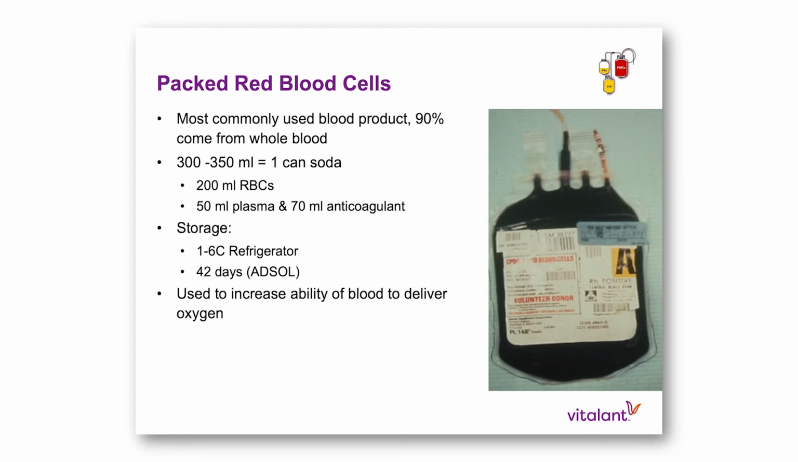And we transfuse generally 1 unit each time for a patient. If they're particularly anemic or actively bleeding, we may have to transfuse multiple units. They're stored in a refrigerator. And as was mentioned, this is a boards question for our residents. The storage time is 42 days. So we have 6 weeks that we're limited.